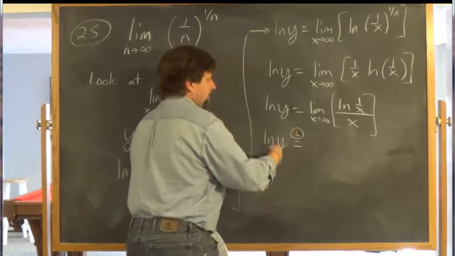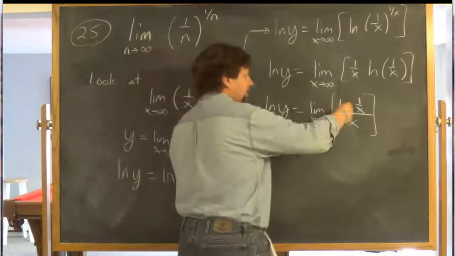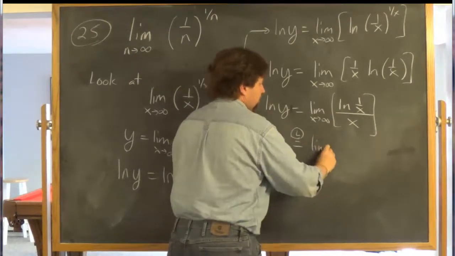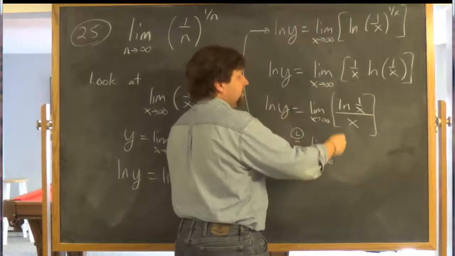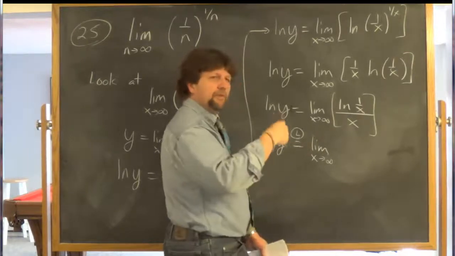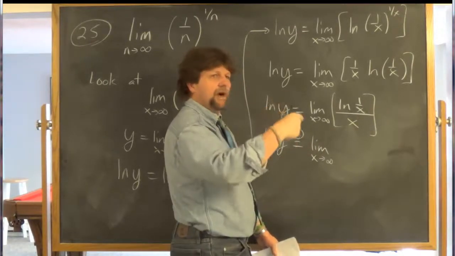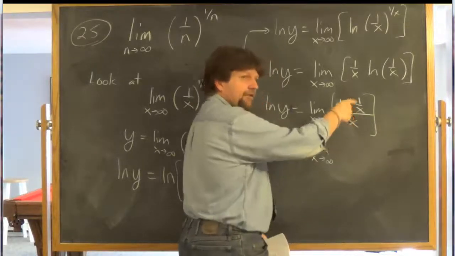there's no limit statement on the left side, so you're not doing anything on the left side. It's over on the right side. You're going to the hospital. And now we use the hospital rule. Get the derivative of natural log of 1 over x. So remember, the derivative of natural log is 1 over that junk. So it's 1 over 1 over x.